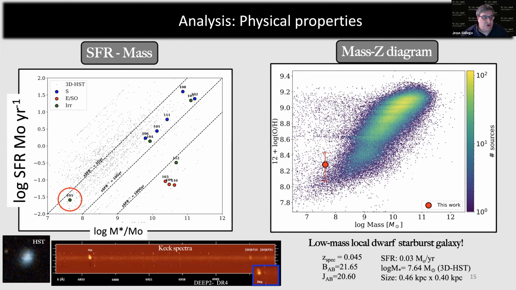The Keck spectrum shows a strong H-alpha emission, and it also shows a weak nitrogen [NII] 6584 emission, which qualifies the galaxy as low metallicity. You can also see the Hubble Space Telescope color composite image on the left, which qualifies this target galaxy as an irregular galaxy.